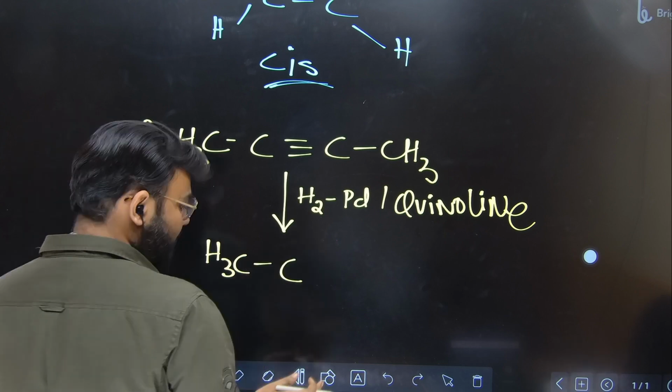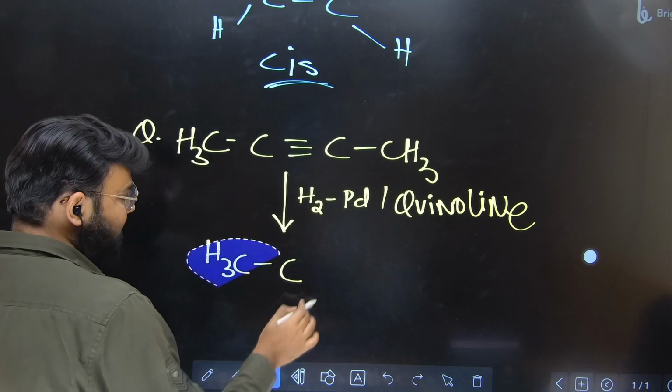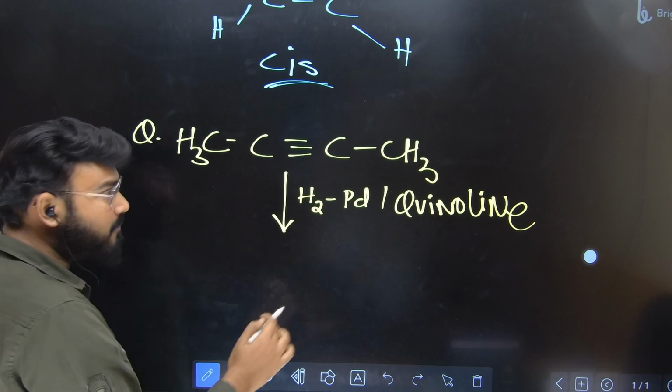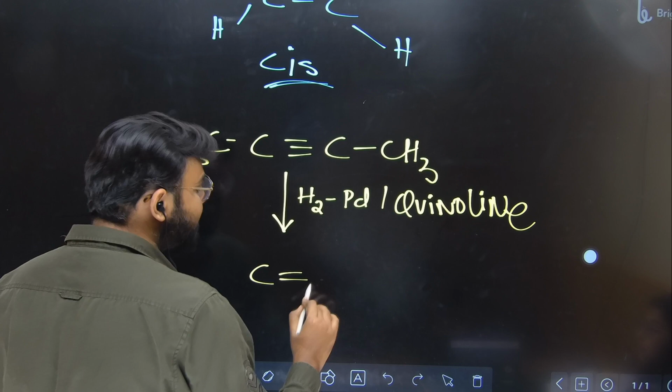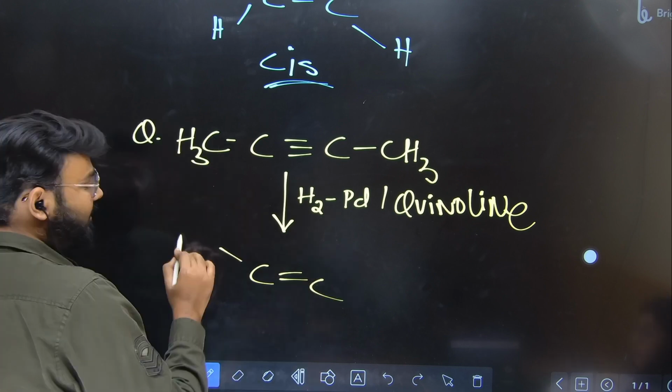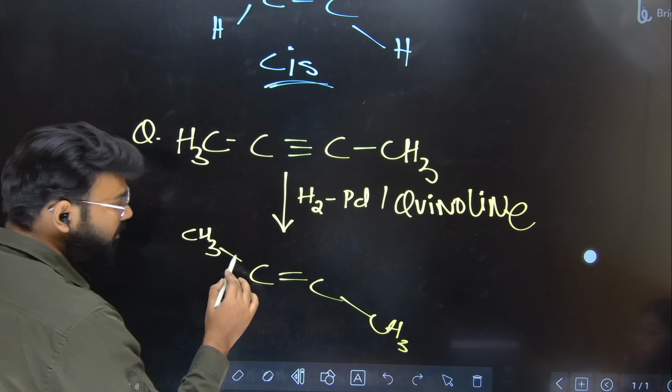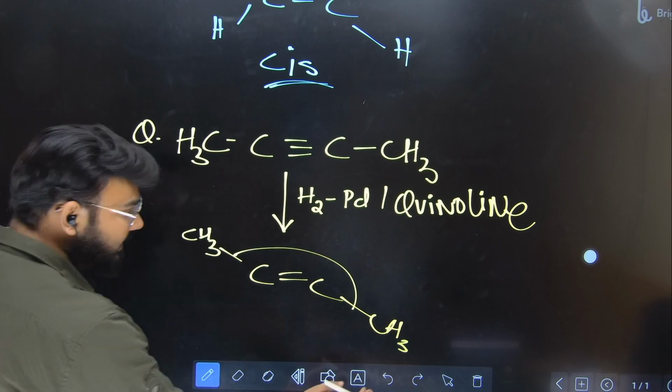Oh wait, what am I doing. So guys, see this? Write down everyone, trans form. The bigger group will be in the opposite direction. So these are the two carbons. Now see, CH3 and CH3. Now tell me what is the angle between the two groups? 180 degrees. It's a trans form, right?